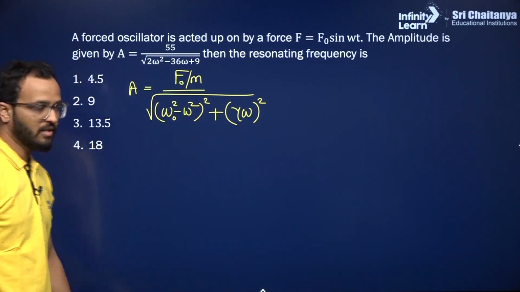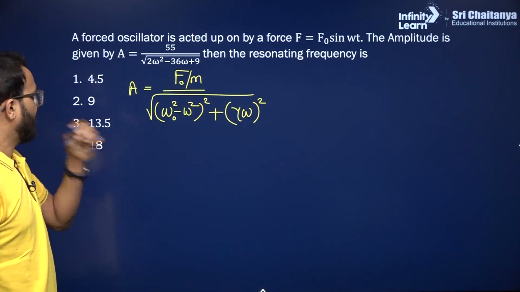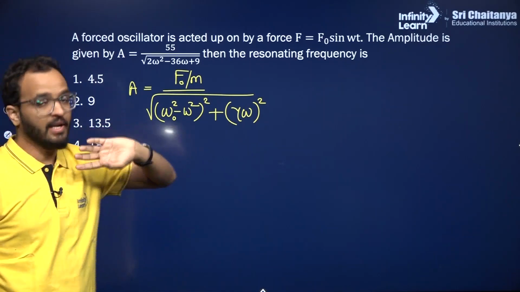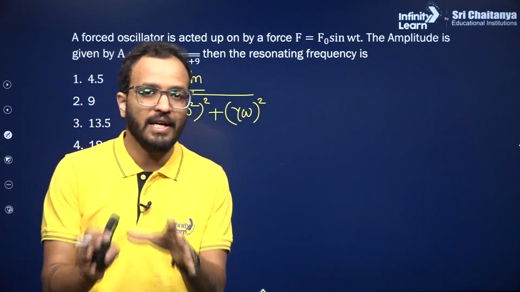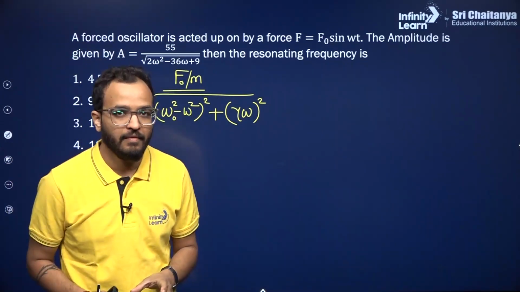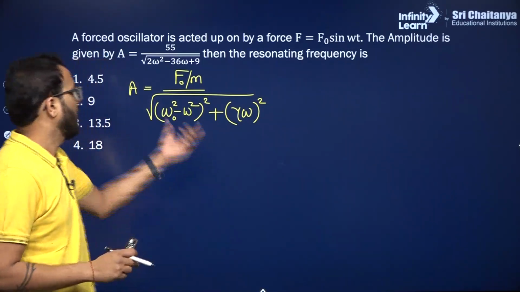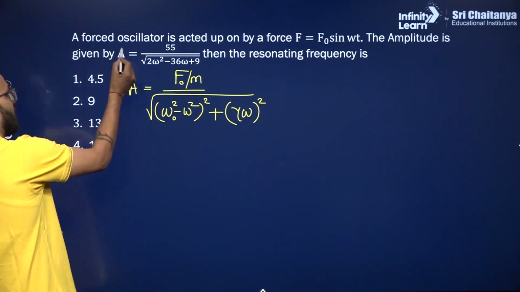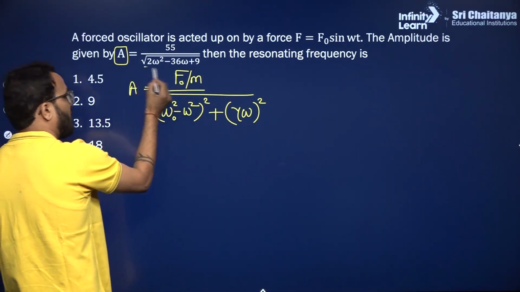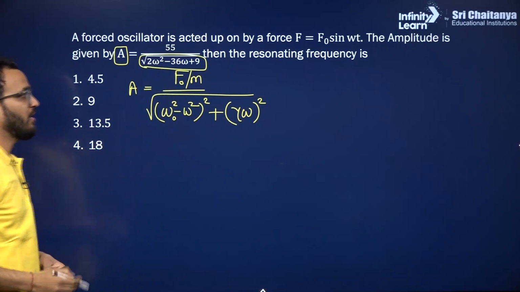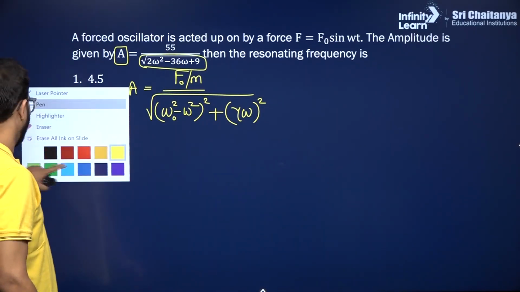So no need to do all this. See, the thing is, they are saying that amplitude is at resonant frequency, what? So we know that amplitude is maximum when the frequency is resonating. That means we have to maximize this thing, so we have to minimize this thing. That means we have to minimize the denominator, right?